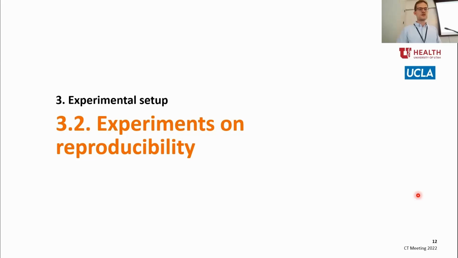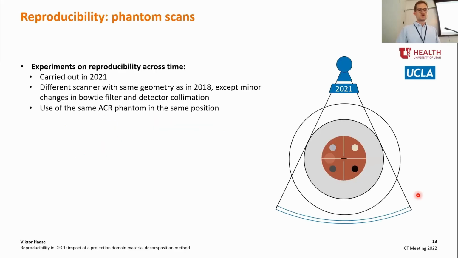Now to the experiments on the reproducibility. So 3 years later, we went back to the scanner. It was now a different scanner model, but with the same geometry. We only have very small changes in the bow tie filter, which is mainly important for us to consider in the different source spectrum for our projection domain decomposition. And the phantom was the same, and it was placed again in a centered position.